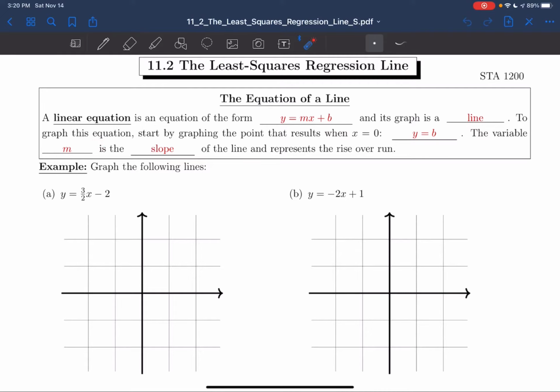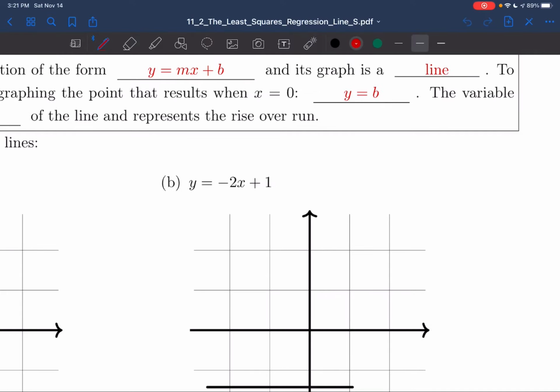To graph this equation, start by graphing the point that results when x equals 0, or your y-intercept. So b is your y-intercept. The variable m is the slope of the line that represents the rise over run. So here m is your slope, and it's just rise over run.